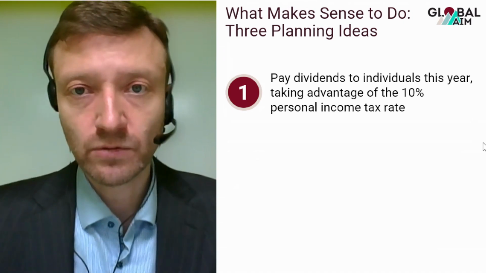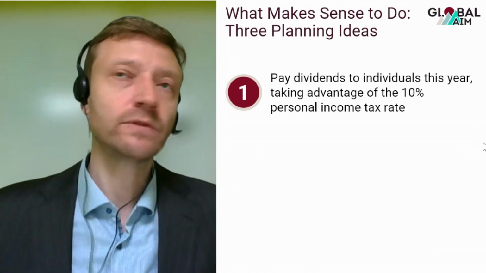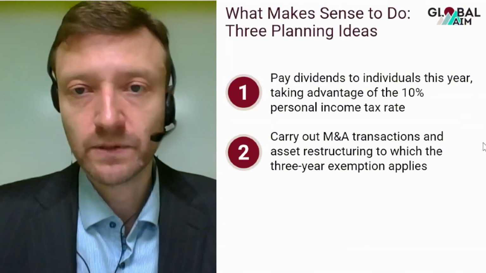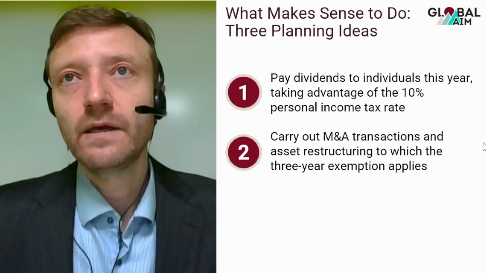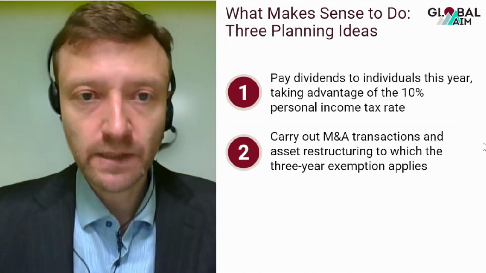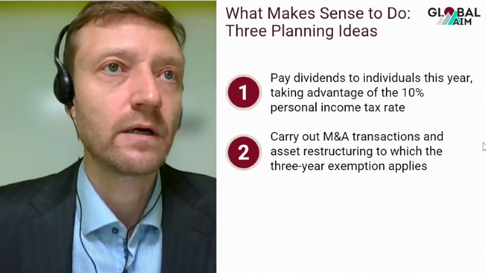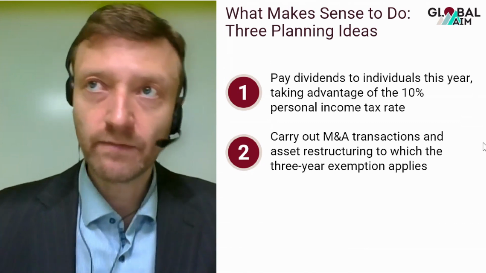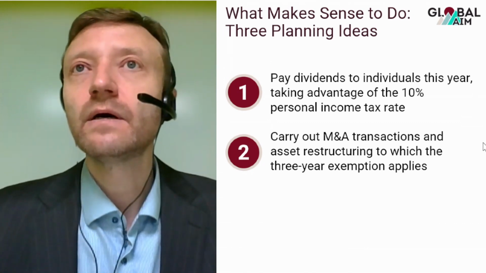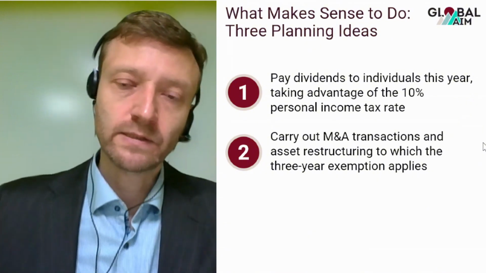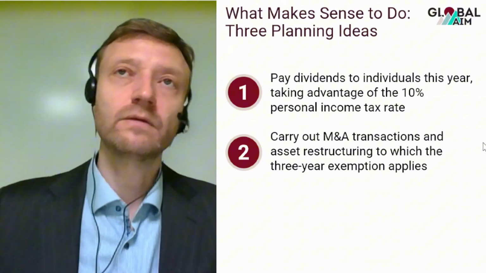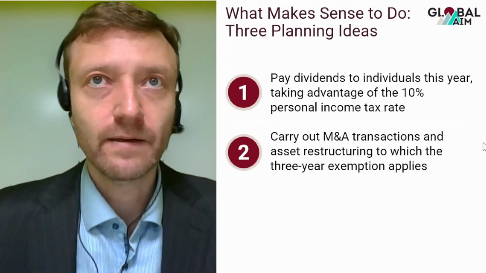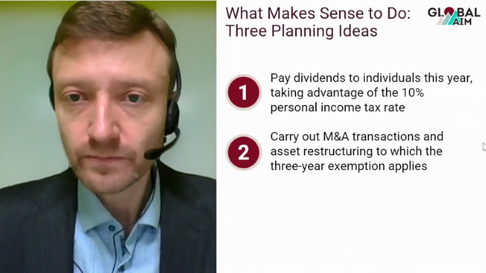So attention should be given to historical structures and accumulated profits, for example, which can be distributed before the year ends. Second, given that the 3-year exemption for capital gains is not going to apply, it makes sense to carry out M&A transactions this year, to speed them up if possible, or make a restructuring in order to benefit from the existing 3-year exemption, so that the cost basis is elevated, well, before next year, when the 3-year exemption is not going to apply any longer.